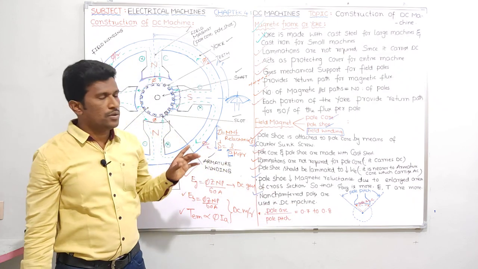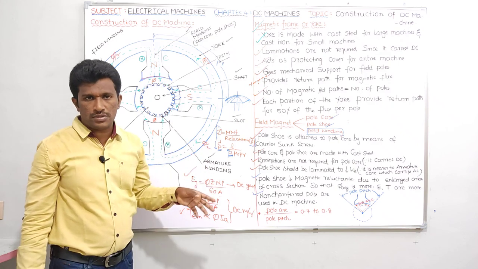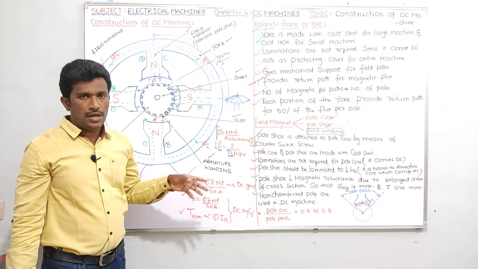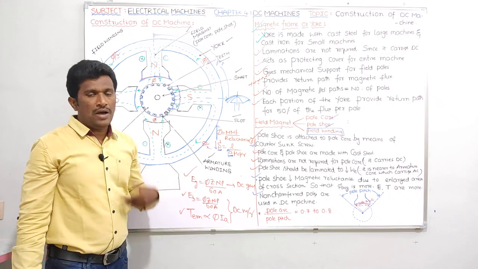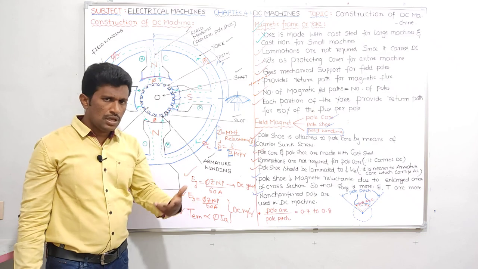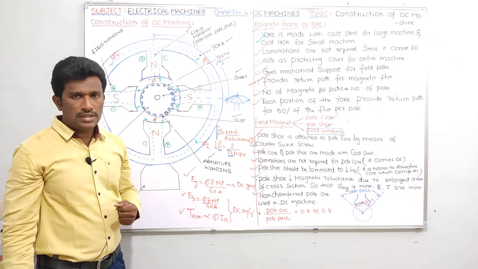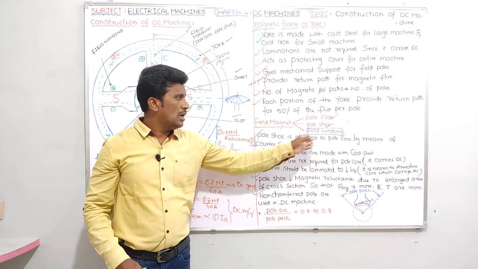Now tell me, which type of poles do we have to use in a DC machine? Non-chamfered poles, thereby the average value of flux per pole will be more, EMF will be more, torque will be more. In the next video we'll be discussing the remaining things.